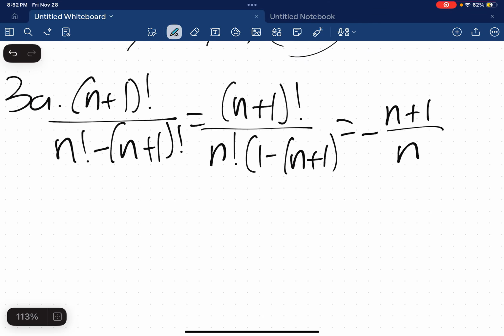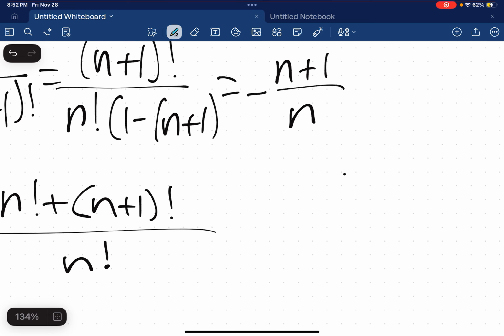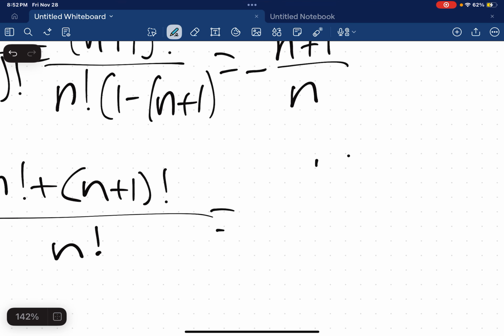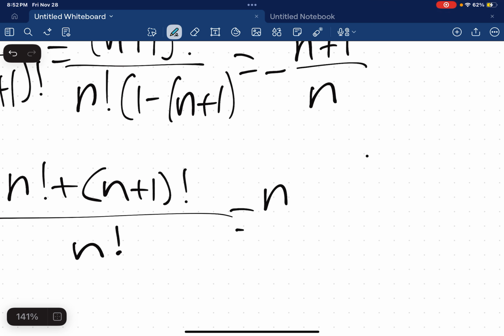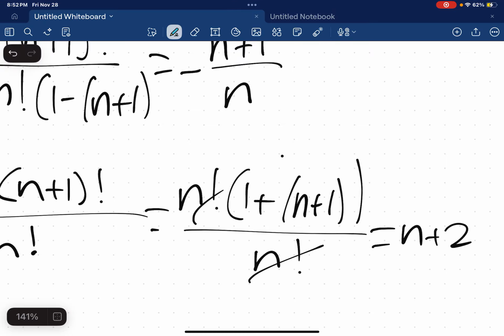All right, next one. 3b. We have n factorial plus n plus 1 factorial over n factorial. This time the numerator is going to change, and we're going to factor out an n factorial from the top, and multiply that by 1 plus n plus 1, divided by n factorial. Those cancel out, and that just gives us n plus 2.